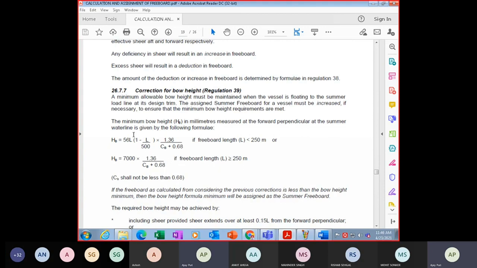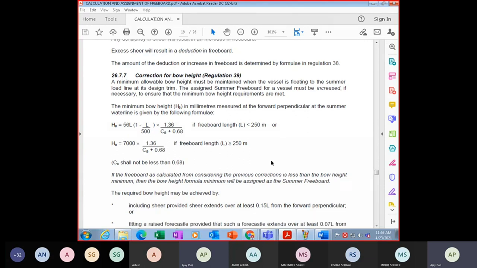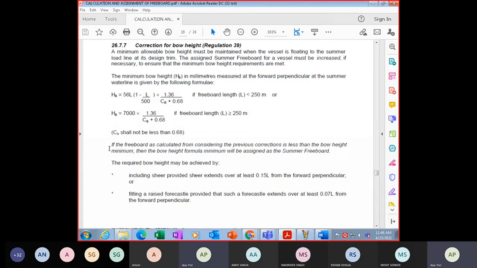So if your bow height is less than this, then you have to increase your freeboard. So if the freeboard calculated considering the previous correction is less than the bow height, then the bow height formula minimum will be assigned as the freeboard. So the required bow height may be achieved by including shear provided.